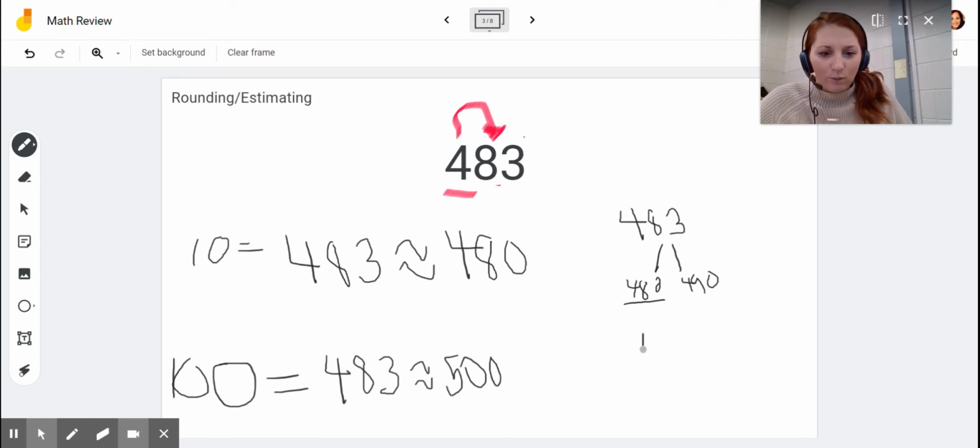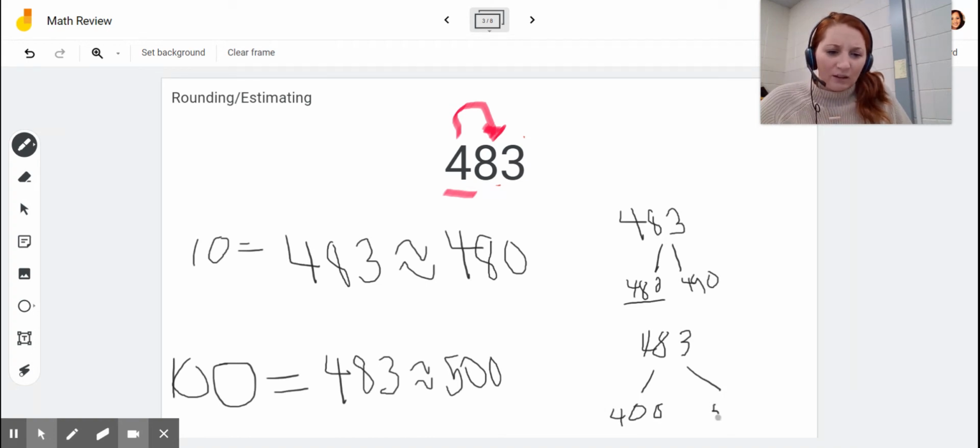483 is between 400 and 500. So I had to decide, is it closer to 400 or is it closer to 500? It's only 17 away from 500, and it's 83 away from 400. So I know that 483 rounds to 500 to the nearest 100, and it rounds to 480 to the nearest 10.